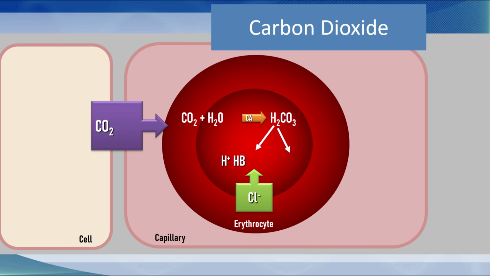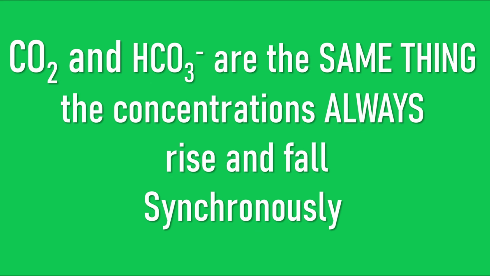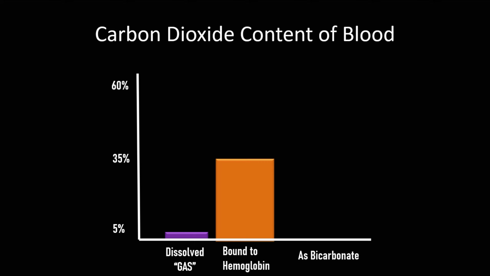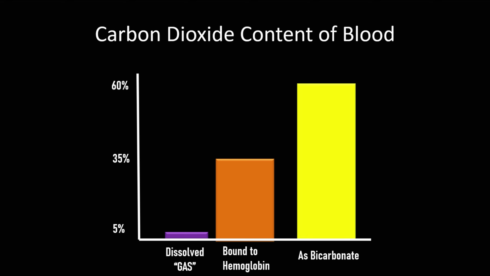Every time I ever give a talk on carbon dioxide, I show a slide like this because it's essential to understand that carbon dioxide and bicarbonate are the same thing. Their concentrations always rise and fall synchronously. If you look at the carbon dioxide content of the body, at any given time, only a small proportion of that carbon dioxide is dissolved as gas. About a third is bound to hemoglobin, and 2/3 exists as bicarbonate.